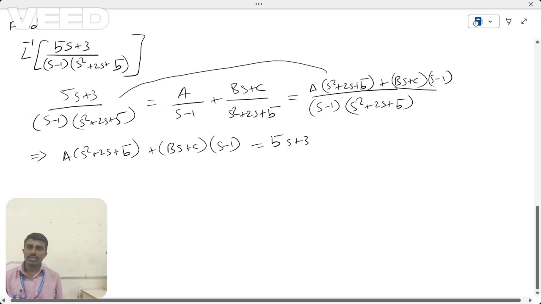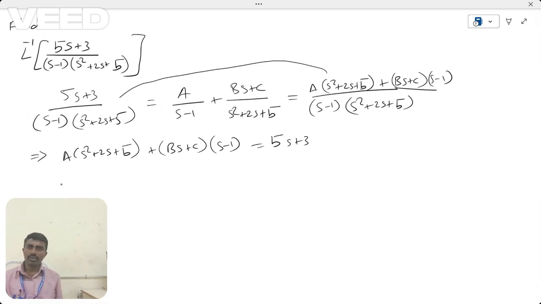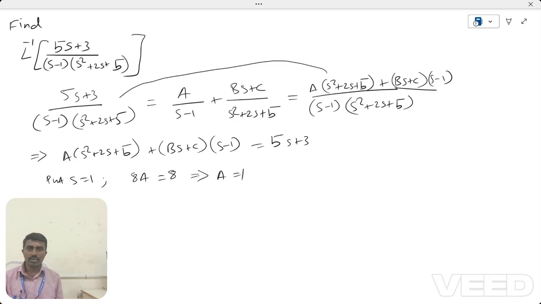Here also, either you can equate the coefficients or substitute values for s, then you get the values of A, B, C. First, put s equal to 1, then this factor will be 0. So the second term will vanish. So you get the value of A. If you put s equal to 1 here, 1 plus 2 plus 5, 8A equal to, here also if you put s equal to 1, 5 plus 3 is 8, so 8, which implies A equal to 1.